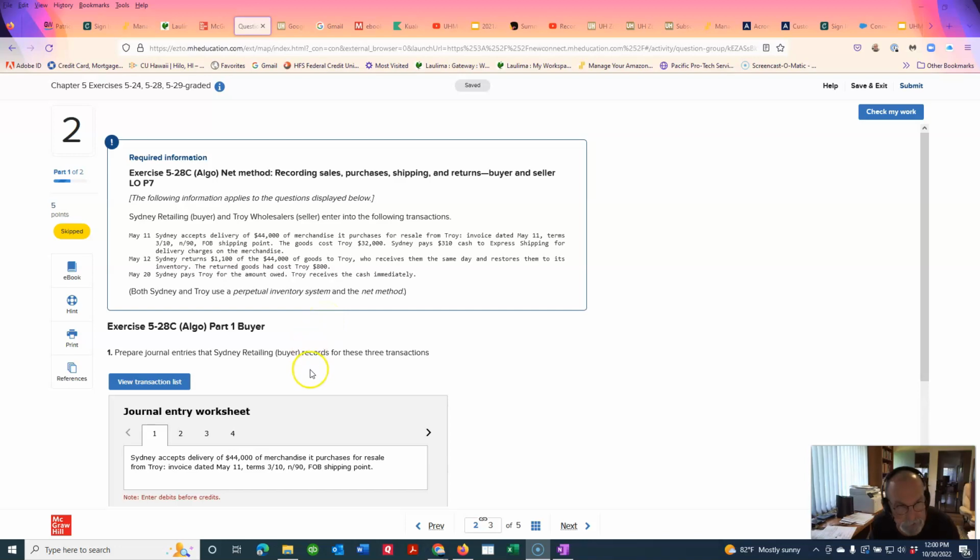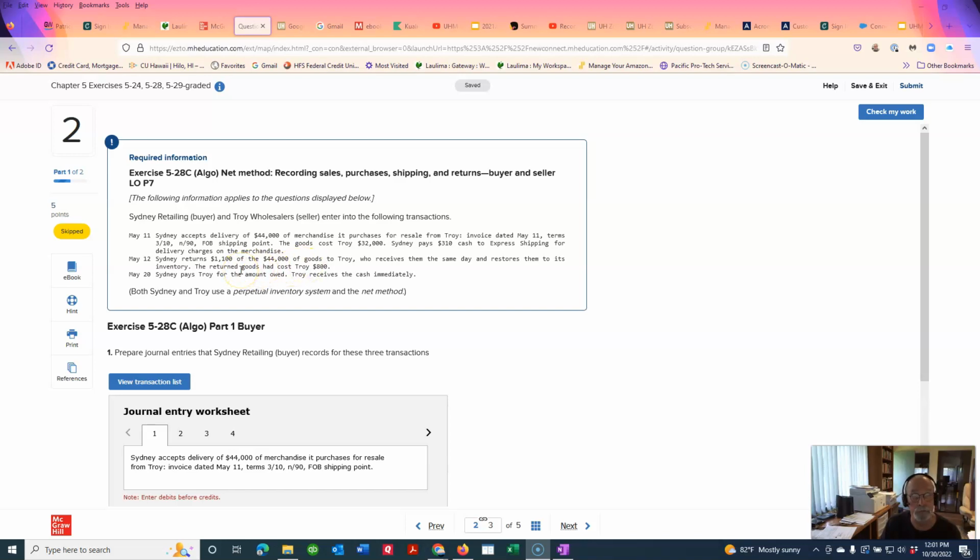The following information applies to the questions displayed below. Sydney Retailing, which is the buyer, and Troy Wholesalers, which is the seller, enter into the following transactions. On May 11, Sydney accepts delivery of merchandise, so it's a purchase transaction. On May 12, Sydney returns part of that purchase from the previous day. So we have a purchase return transaction.